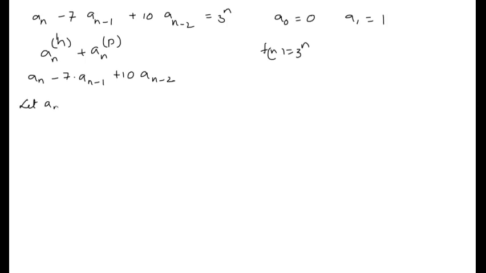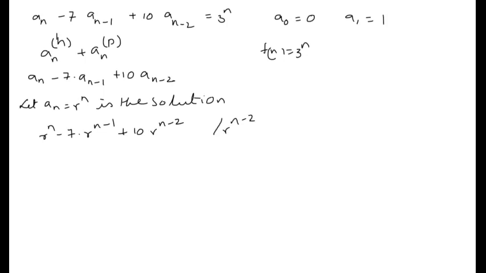Let a_n = r^n be the solution. As we have seen in the previous videos, we are solving the homogeneous recurrence relation. So here it is r^n - 7r^{n-1} + 10r^{n-2}. Here we need to divide by r^{n-2} so that we get r^2 - 7r + 10. Now we need to find the roots for this.